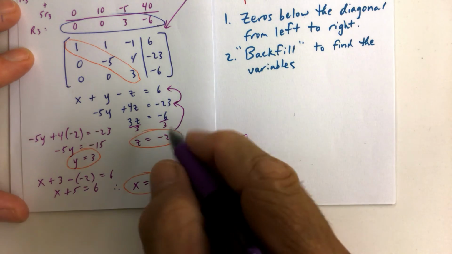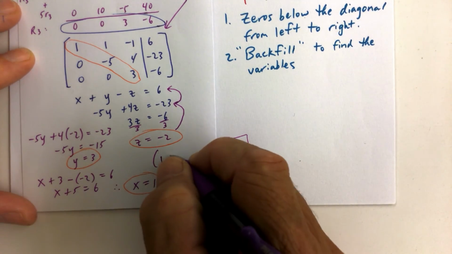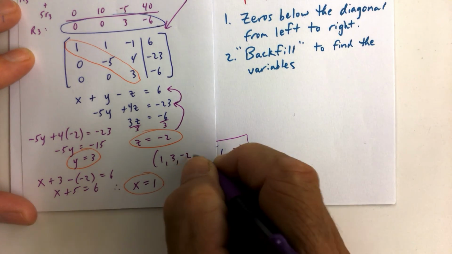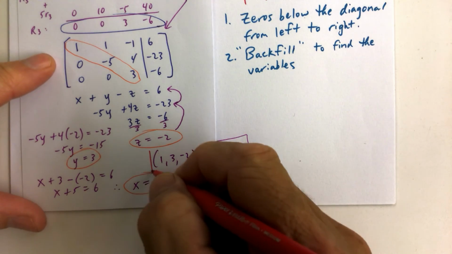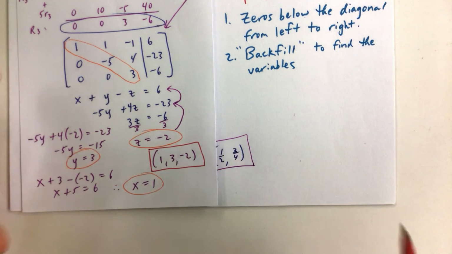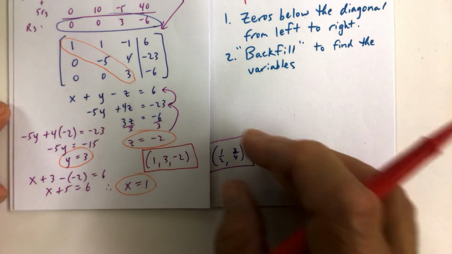And if you want to put it as an ordered triple, x goes first, then y, then z. So that becomes our solution. We can leave it alone. You don't have to write it as an ordered triple. But nevertheless, that is how you solve a system of 3 equations with 3 unknown variables.